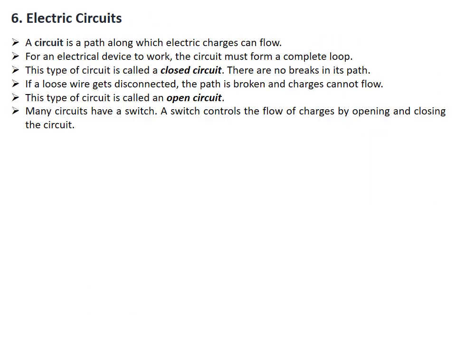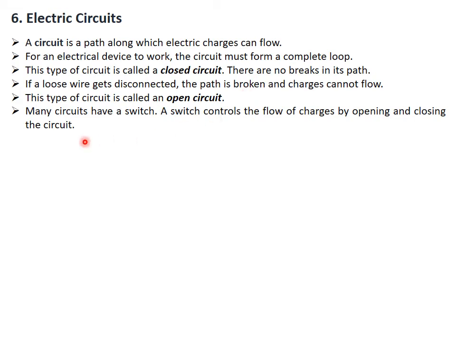Let's see what electric circuits are. A circuit, by definition, is a path along which electric charges can flow. We have to know that for an electrical device to work, the circuit must form a complete loop. This type of circuit is called a closed circuit. There are no breaks in its path. If a loose wire gets disconnected, the path is broken and charges cannot flow. This type of circuit is called an open circuit.